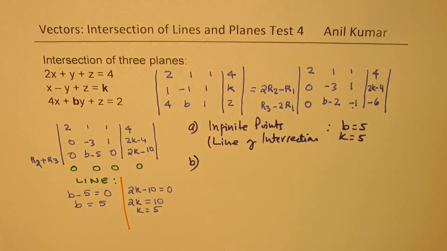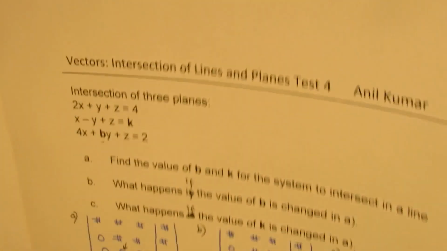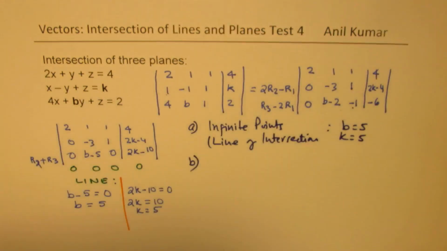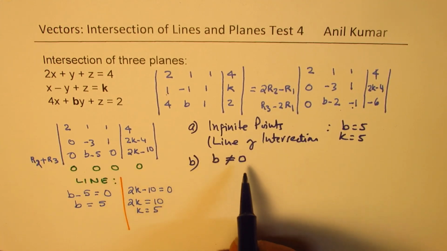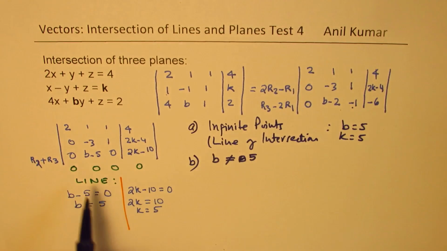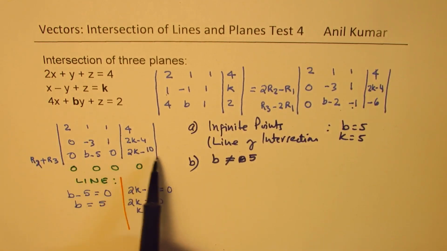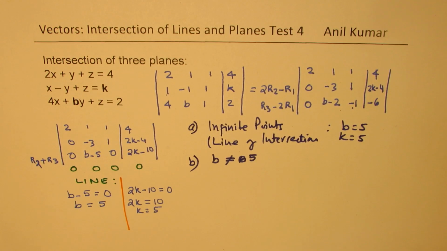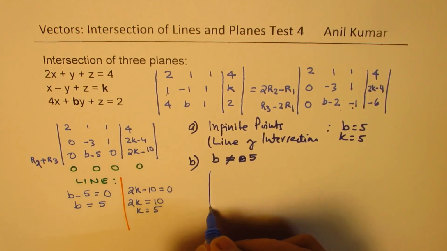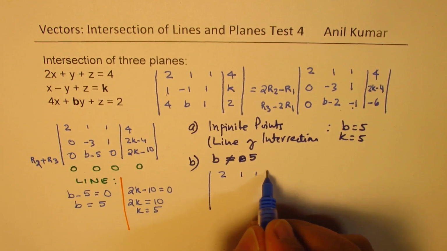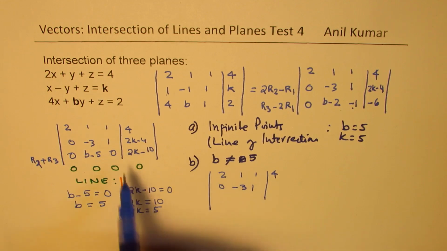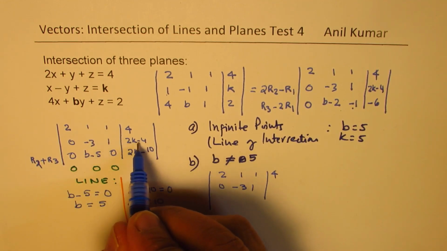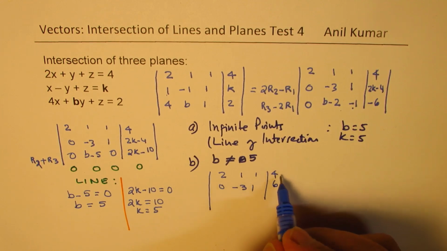Now part B. Part B of the question was, what happens if the value of b is changed in A, right? So if b is not equal to 5, in that case, what will happen? It means we are keeping 0 here, right? So in that case, we'll have a situation which is kind of like this. We'll have 2, 1, 1, 4, right? 0, minus 3, 1. So this we have placed as 5. So it will be 10 minus 4, which is 6.